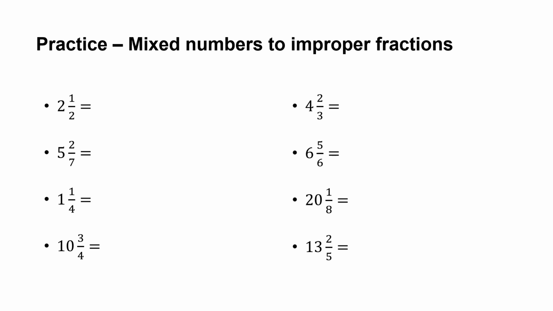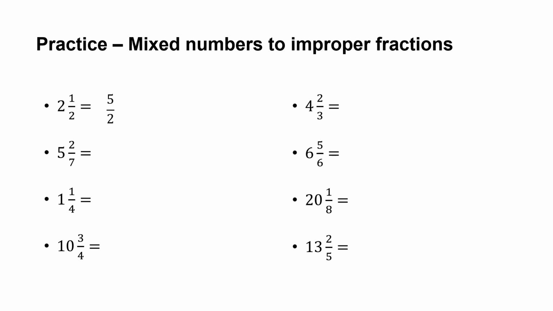So hopefully you've had enough time to complete those. Let's go through these from the top. So we have 2 and a half to start with. So our number term here is 2. So we need to write this 2 in terms of something over 2 to match the fraction. So 2 is equal to 4 over 2. So we can think of this as 4 over 2 plus 1 over 2. Using the addition rule, this will give us 4 plus 1 over 2, which is 5 over 2.